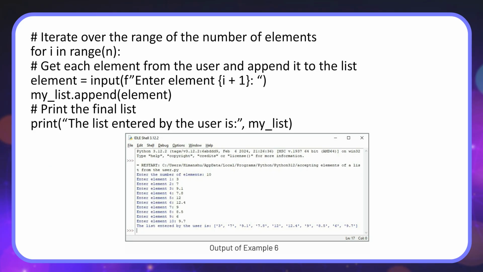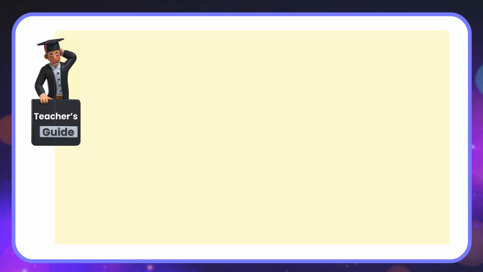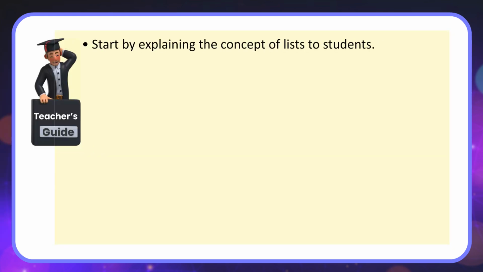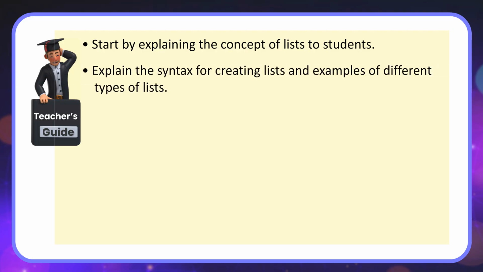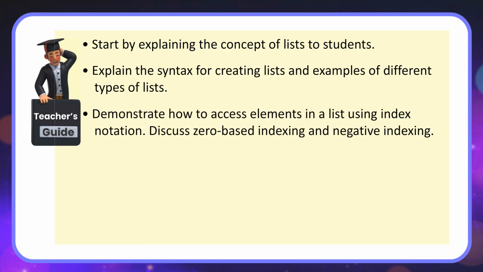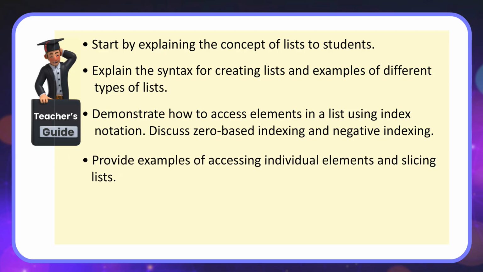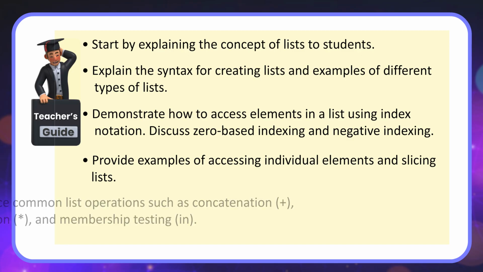Output of example 6. Teacher's guide. Start by explaining the concept of lists to students. Explain the syntax for creating lists and examples of different types of lists. Demonstrate how to access elements in a list using index notation. Discuss zero-based indexing and negative indexing. Provide examples of accessing individual elements and slicing lists.